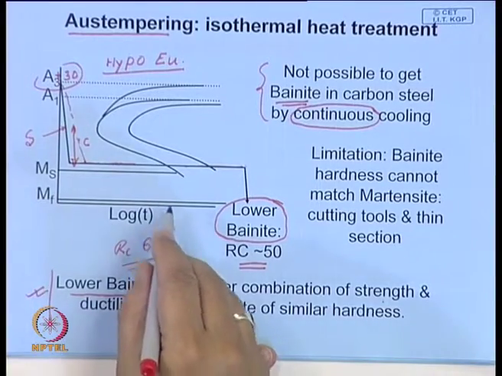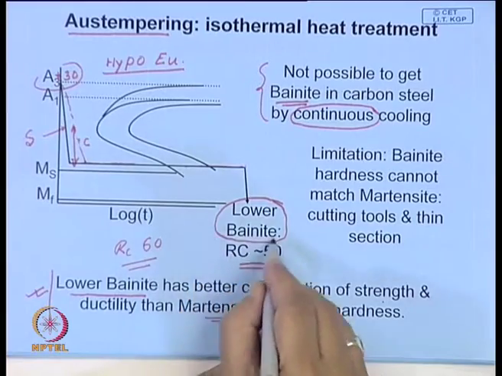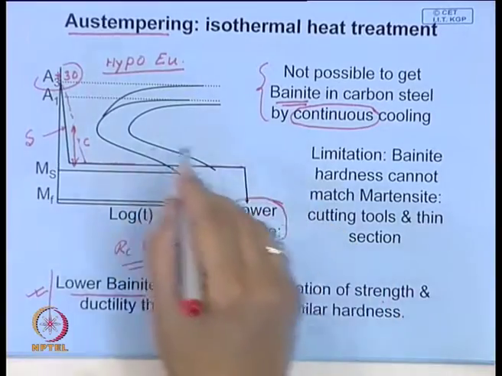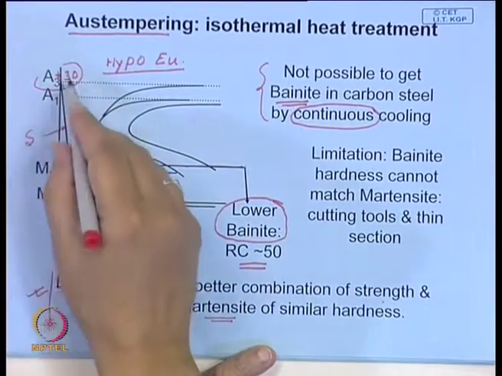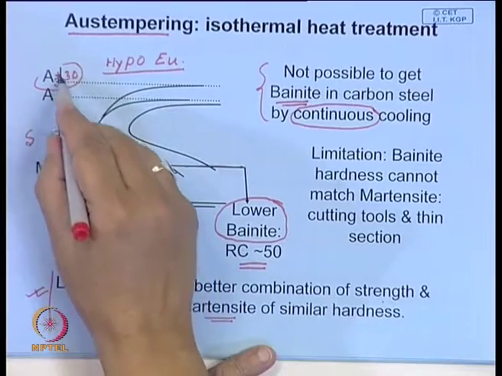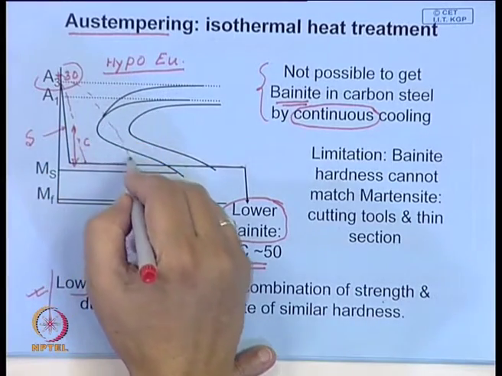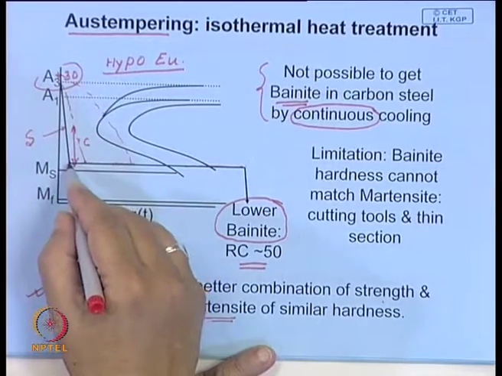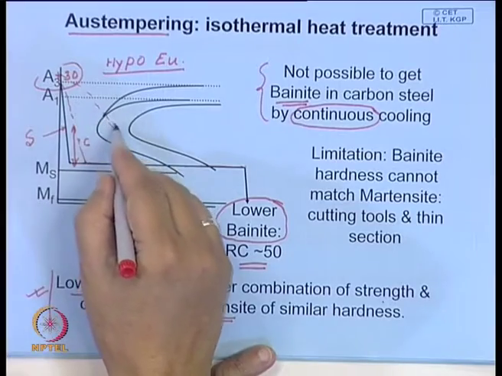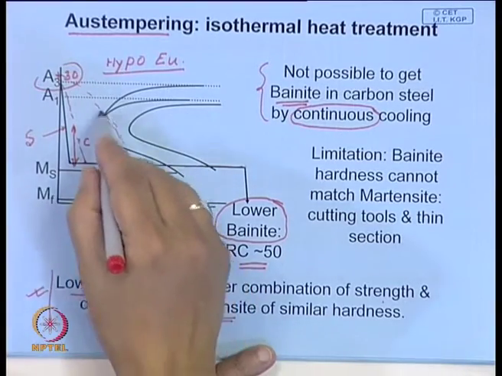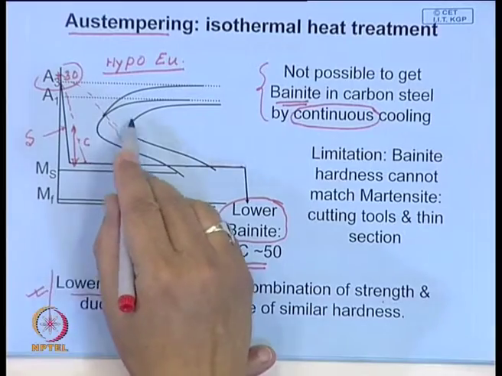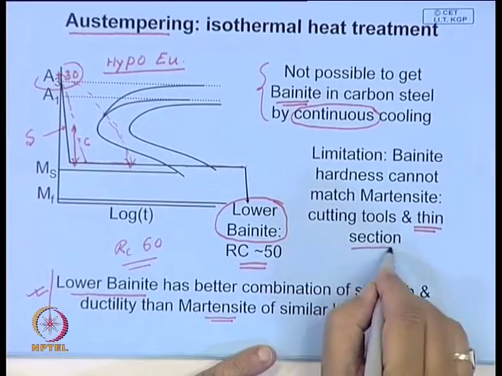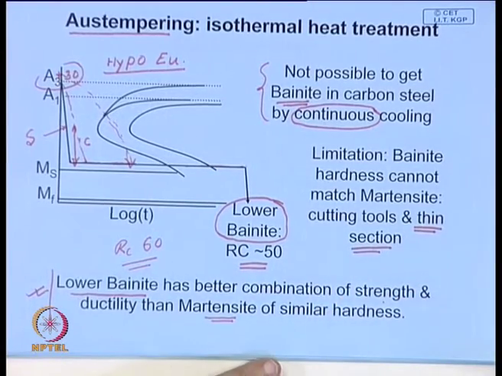A second limitation is, you may not be able to get this lower bainitic structure completely in the job if the job dimension is large, because in that case the core may not cool. If the job is large, possibly you will find the surface is cooled and brought here, but you may get some amount of fine pearlite in the core. So, that means another limitation is this treatment can be given only to thin sections.